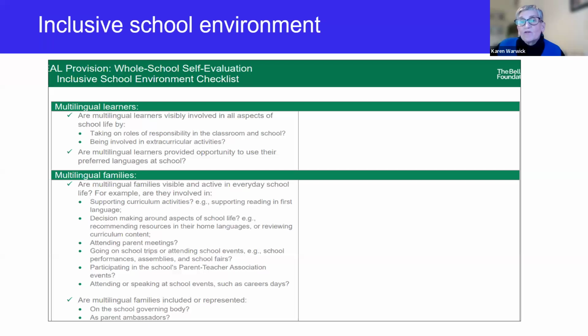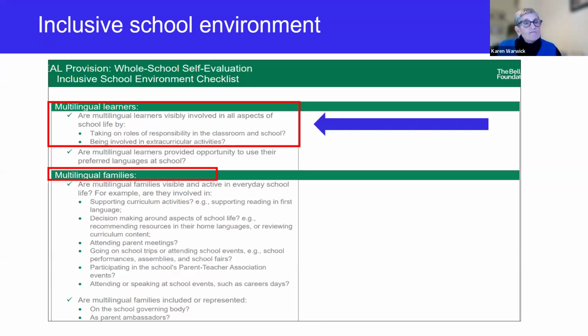Okay, so let's look at a couple of quick examples, going back to multilingual learners. The question underneath that category is, are multilingual learners visibly involved in all aspects of school life? For example, are they taking on roles and responsibilities? Are they involved in extracurricular activities? And so forth.